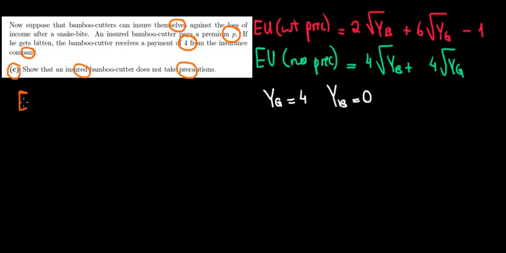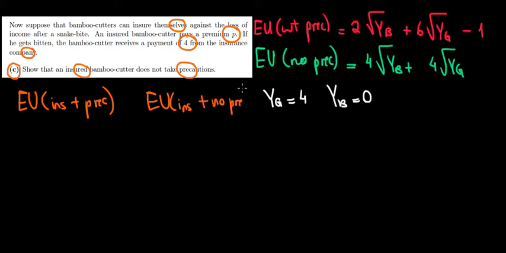In other words, we must compare two cases: expected utility of insurance and precautions versus the expected utility of having an insurance and without precautions. So no precautions over here. Now, how can we do that? Well, we'll do that one by one. So first of all, let's see what is the expected utility of taking an insurance and also taking precautions.